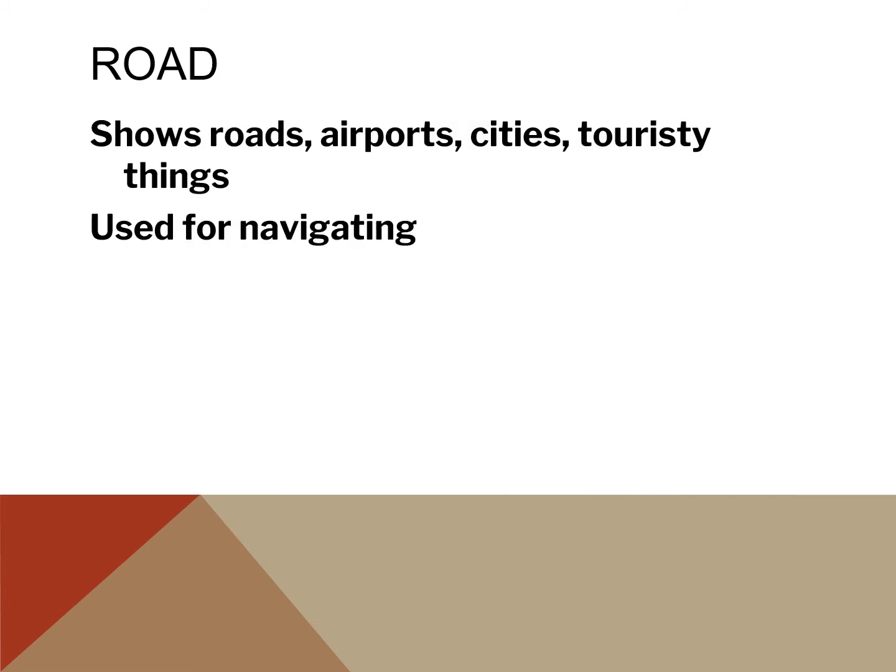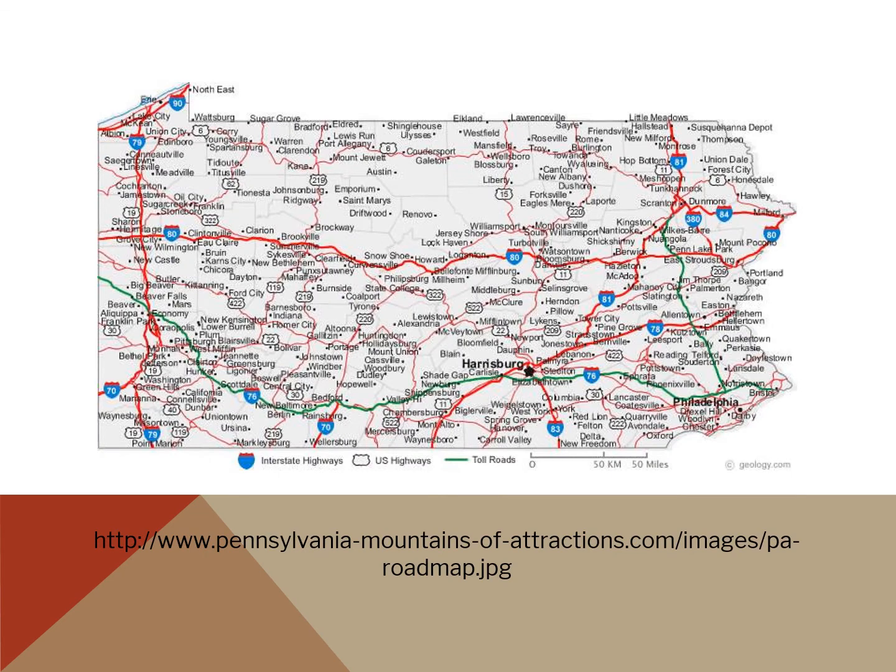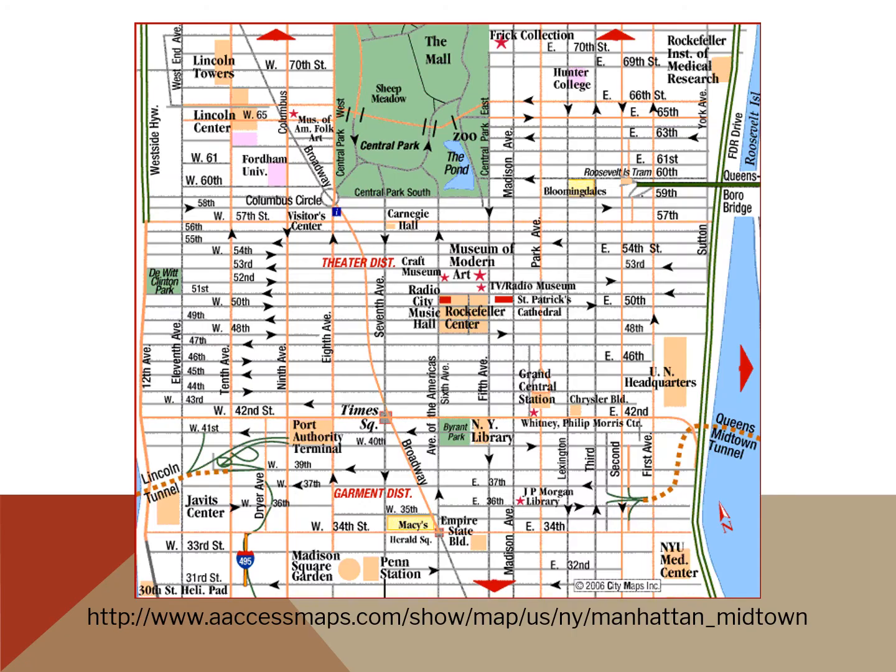All right, road maps we talked about just a little bit. They show us all the things that we need to get around, and they are used for navigating. Navigating is finding your way from one place to another. Nice example of a road map. This is Pennsylvania.